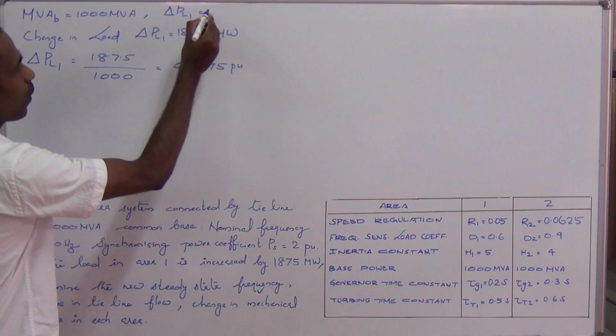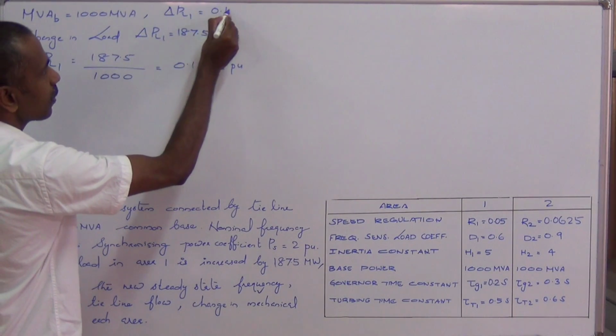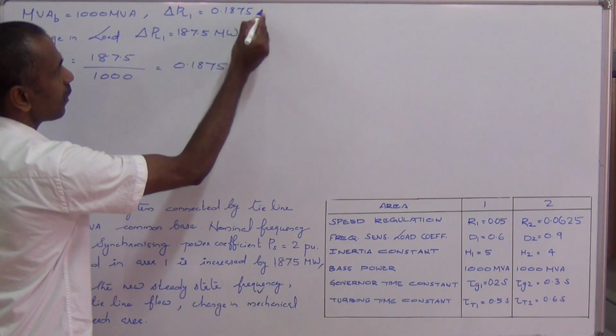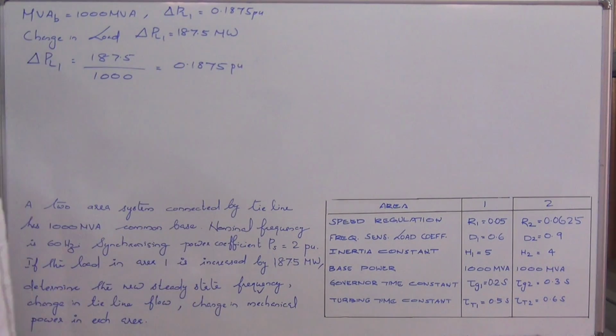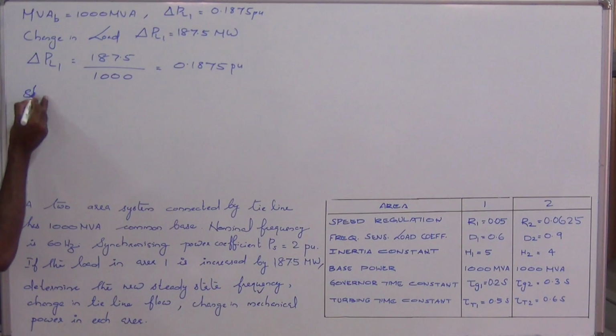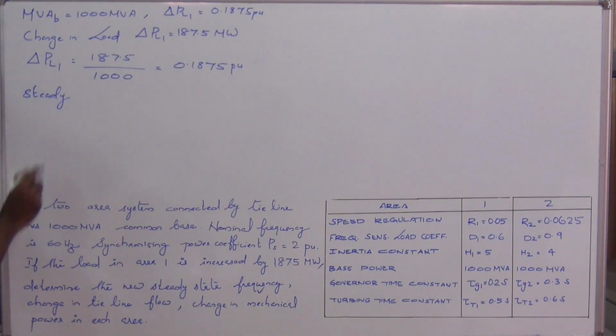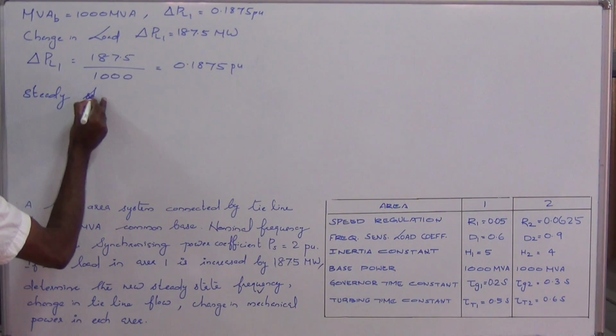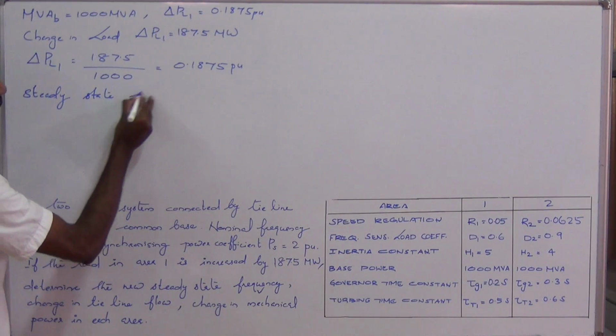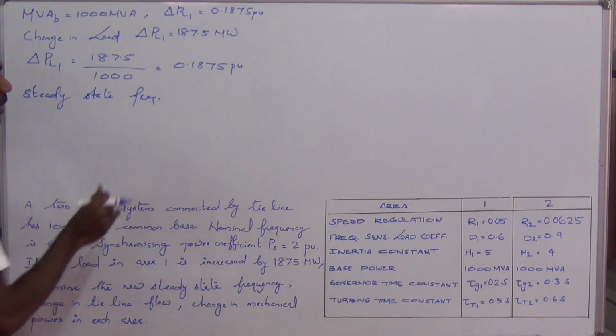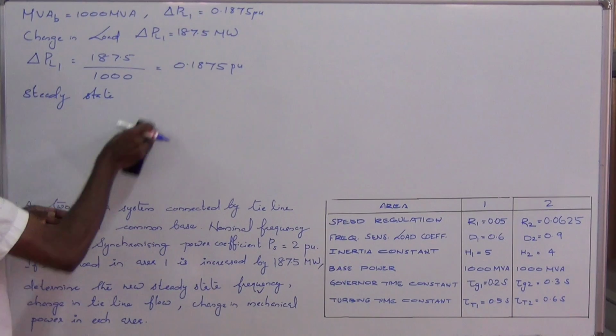Let me write the value here. Delta PL1 equals 0.1875 per unit. Now let us find out the steady state frequency deviation, the steady state per unit frequency deviation.